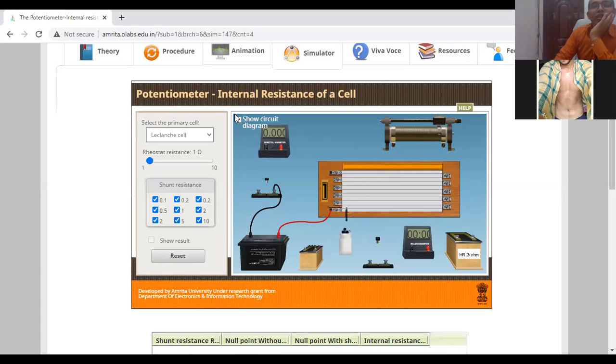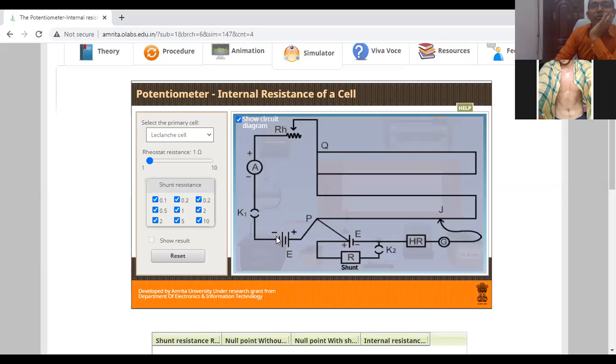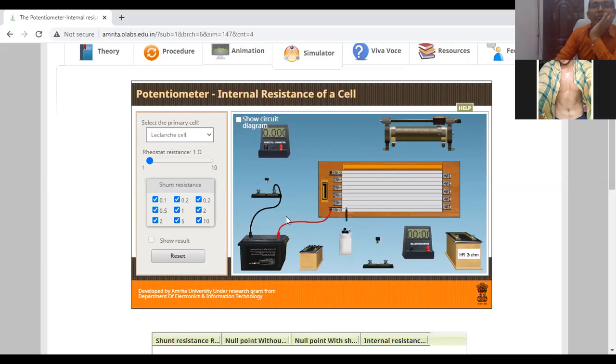Now, the negative terminal of this battery must be connected with one of the terminals of key K1. You understand here in the circuit, the negative terminal of the battery must be connected with key K1, and the other terminal of key K1 must be connected with the negative terminal of the ammeter. So here we connect this one. Now, the positive terminal of the ammeter is to be connected with one of the terminals of the rheostat. This is the positive terminal, so it must connect with this part.